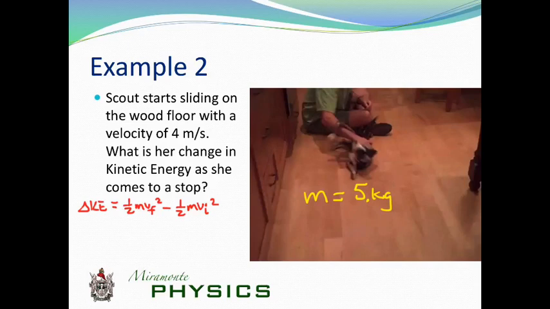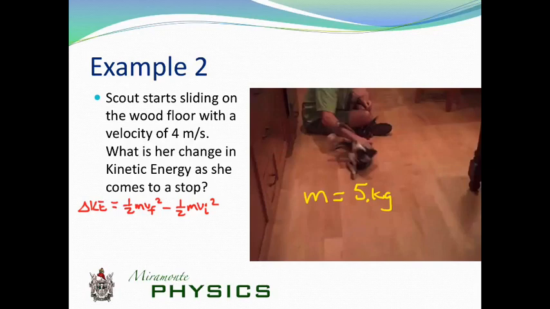Okay, this is a little video. You're not going to get to see it because it's a recording, but I have a little puppy dog, and if we slide her along the floor, she'll come to a stop. So here's the idea. Scout is my puppy, sliding on the wood floor. She's not a puppy anymore, she was then, but now she's 7 years old. If you slide her on the floor with a velocity of 4 meters per second, what is her change in kinetic energy as she comes to a stop?